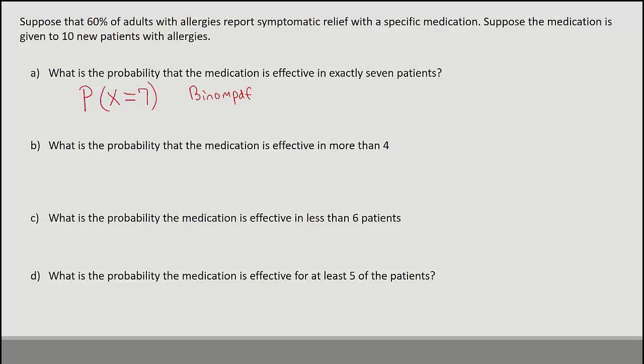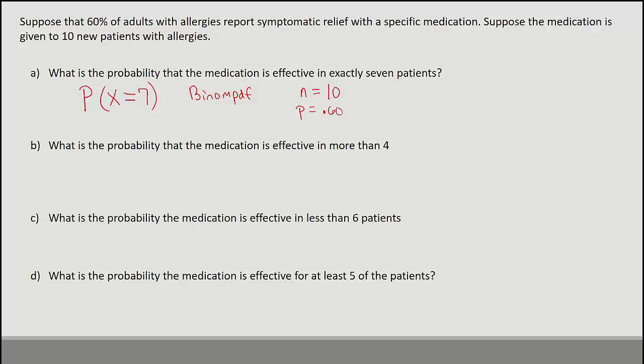If we use Binompdf, it doesn't matter if we use PDF or CDF, we always need the same 3 arguments. We need an n, our number of trials, the number of total trials. The number of trials here is going to be 10, because remember, there's a total of 10 patients. P is the probability of a single success. They told us that 60% of adults will get relief from this medication. So our probability, P, is 0.60.